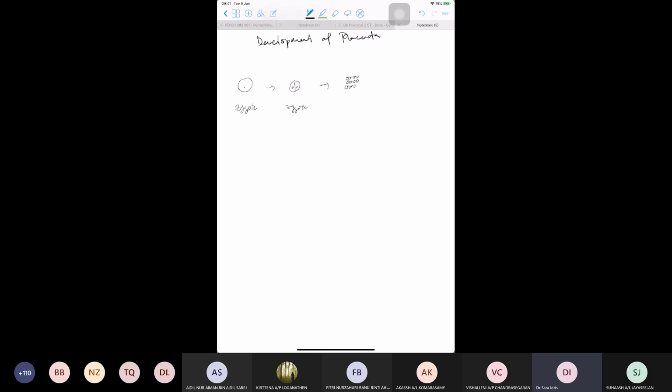Eventually it will become a 16 cell stage product of conception, and this is known as the morula. Remember morula? It is supposed to be circular in shape. They all have this ball of cells, 16 cells, and eventually it'll become the morula.